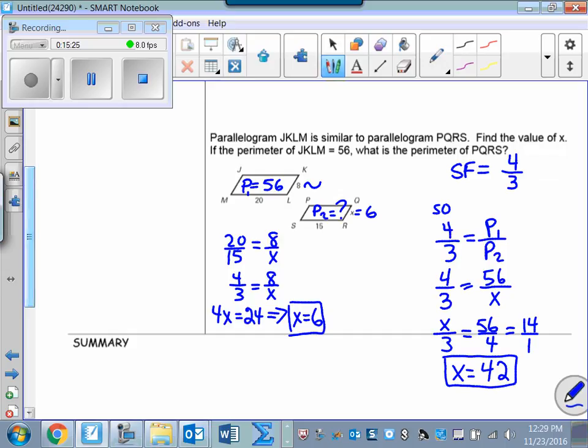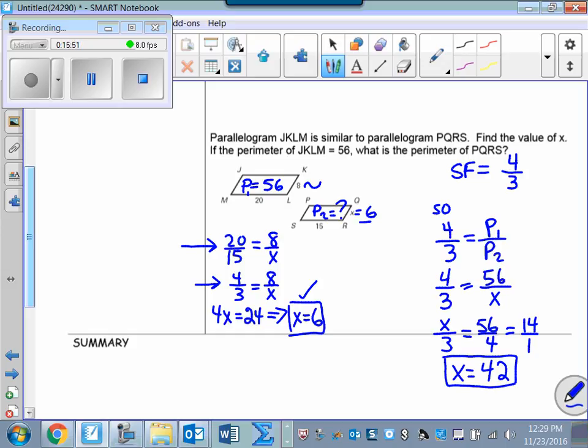Parallelogram JKLM is similar to PQRS. Find the value of x. So we're going to set up a proportion to do that, and here it is. Here's my proportion. 20 is to 15 as 8 is to x. Simplify 20/15ths, you get 4/3. And then cross multiply, 4x is 24, you get x equals 6. Wrote that in for you there.